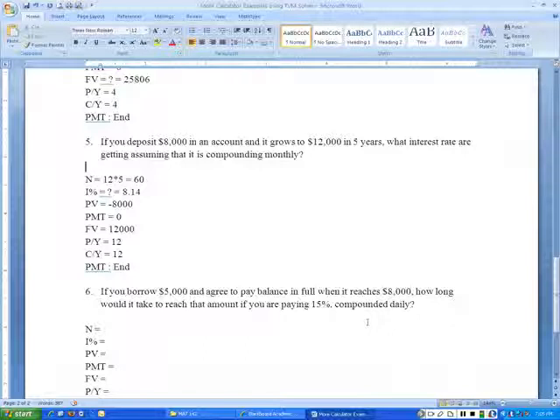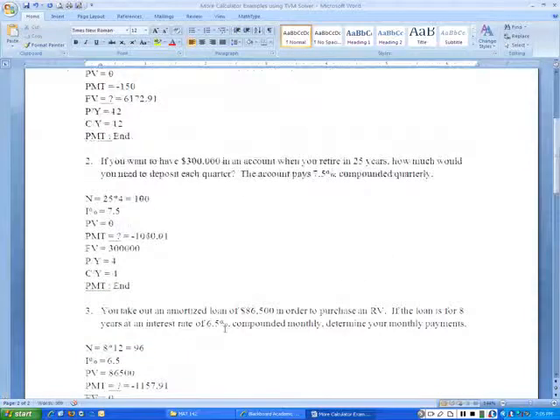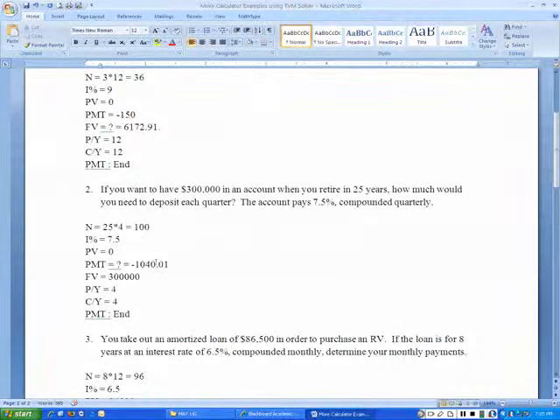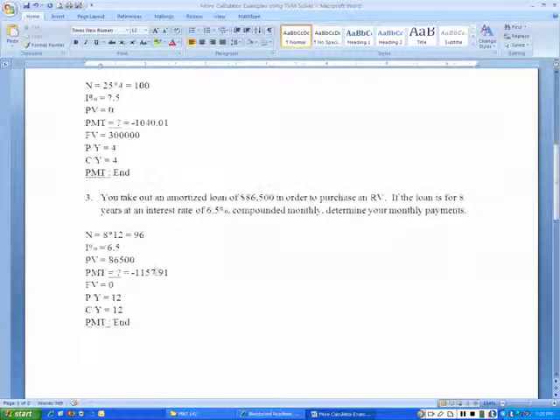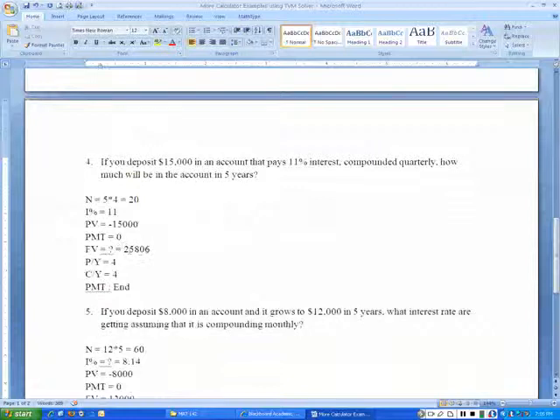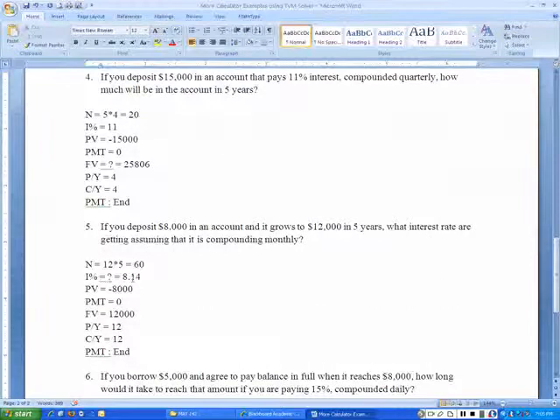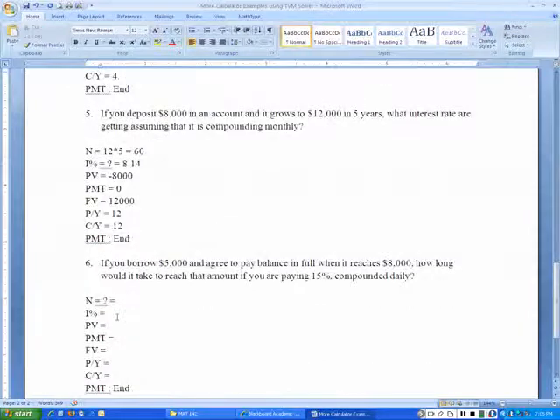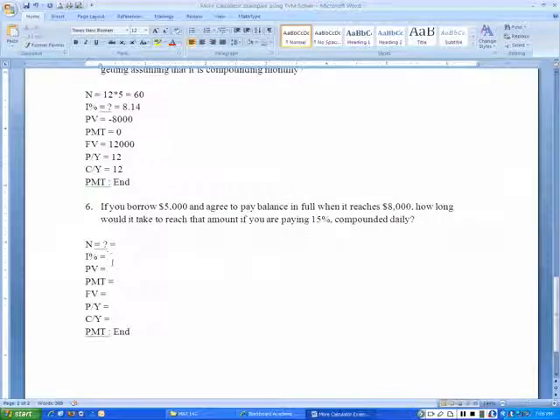What I want to do on this one is, if you want to borrow $5,000 and agree to pay the balance in full when it reaches $8,000, how long would it take? All right, so I want to solve for N on this one. If you look back over what we've solved for, we've solved for our future value, we've solved for our payments, we've solved for our interest rate, and now we're going to solve for our N. And you can also solve for your present value. It's just a matter of what you're given and what you don't know.